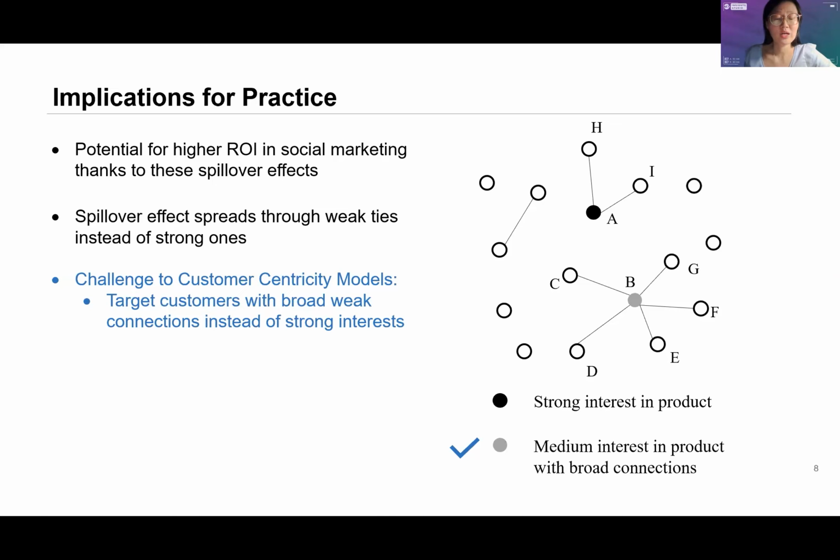Following the concept of customer centricity, the most prevalent strategy is to choose those with a distinct preference for the products. In the present study, the aforementioned travel company targets at first-tier city residents with a strong travel interest. However, considering the magnitude of the spillover effect and the strength of weak ties, targeting at those with broad weak connections instead of those with strong interests might be more effective for social advertising.